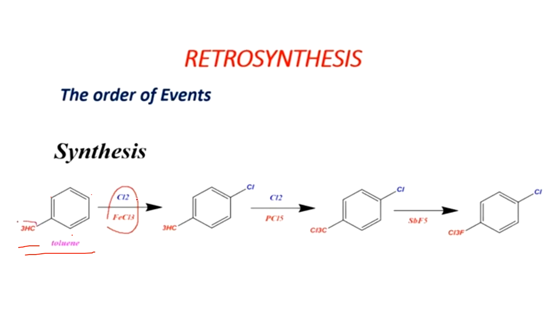So the incoming group must be substituted on the para position. So here we are getting our Cl. After that, this Cl group is an electron withdrawing group, which is also para and meta directing. So when this group is present, we proceed with a chlorination reaction on this compound. When we are proceeding with the chlorination reaction, here we are getting the CCl3 group as it is.